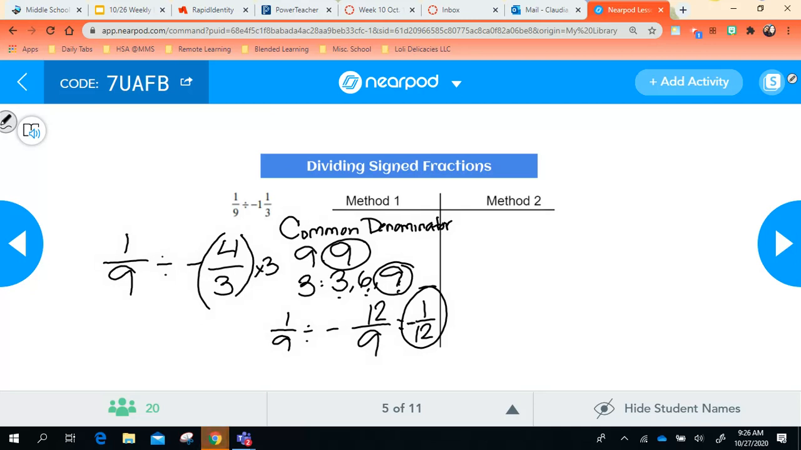So that's the first method. The second method should do the same thing. So method number 2. I'm going to go ahead and write out my problem.